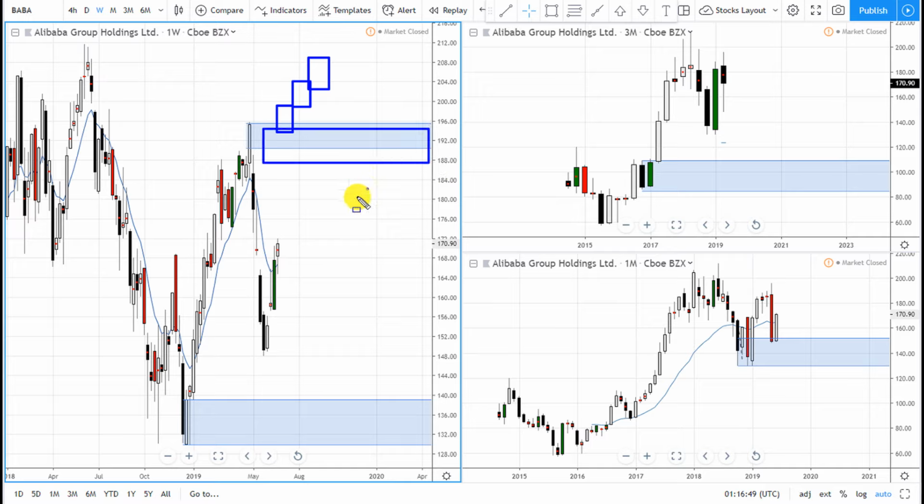Okay, so that is the analysis on Alibaba Group Holdings, ticker symbol BABA.